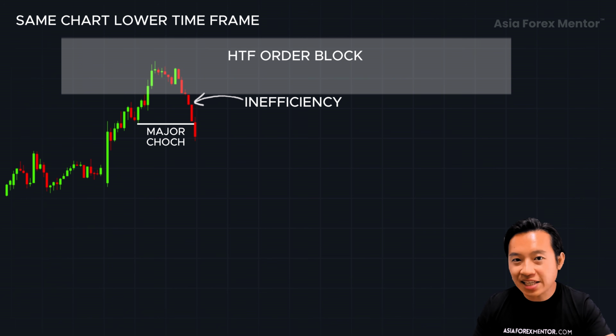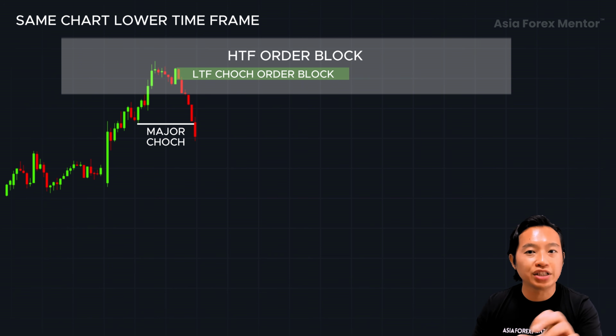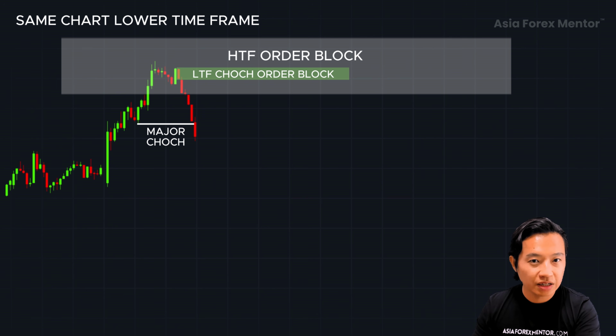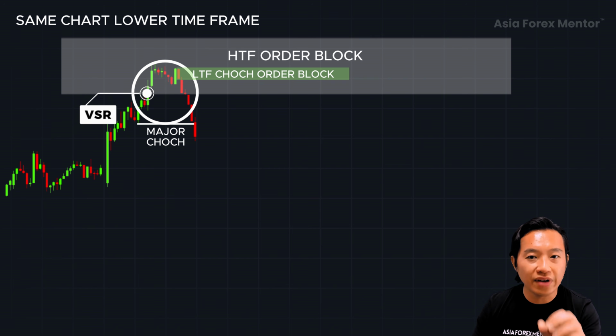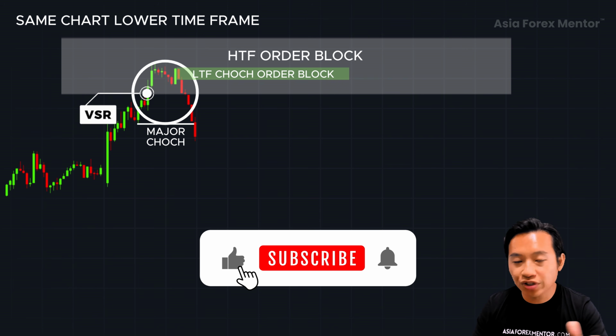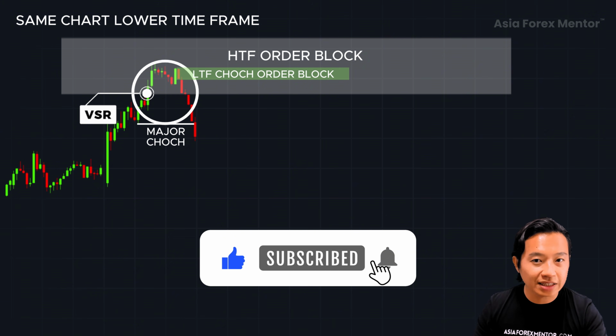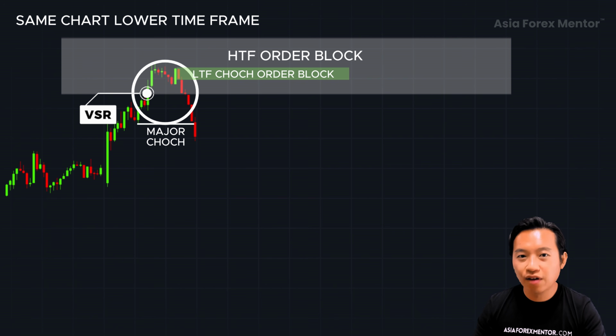In the next step, we highlight the order block created by the change of character. Here we can spot the VSR, the valuable support resistance pattern, which indicates a strong rejection from the higher time frame supply zone. So this suggests that using this zone for a short position is highly likely, providing another confirmation for our entry.